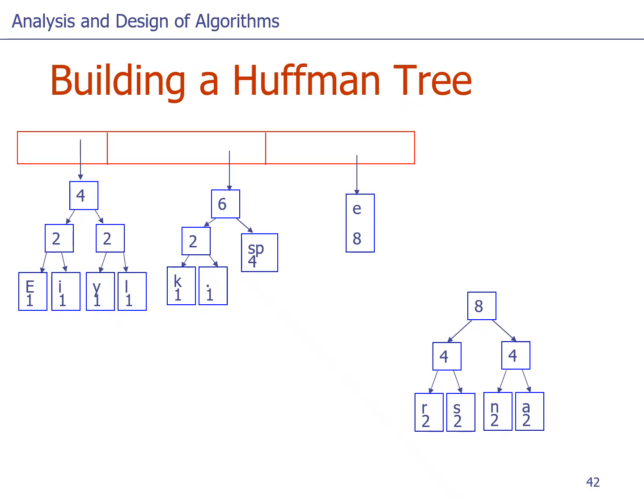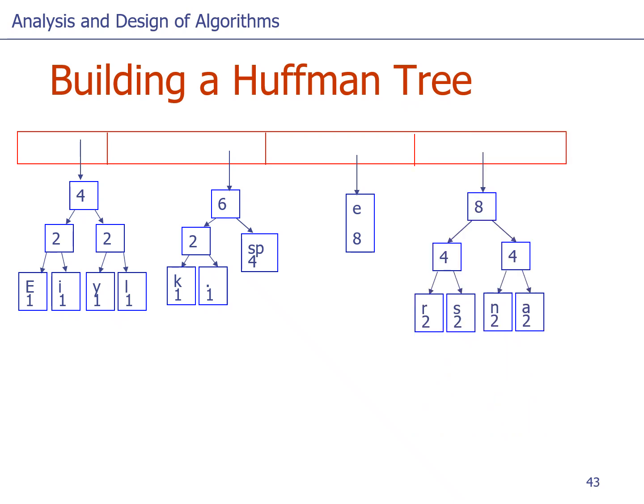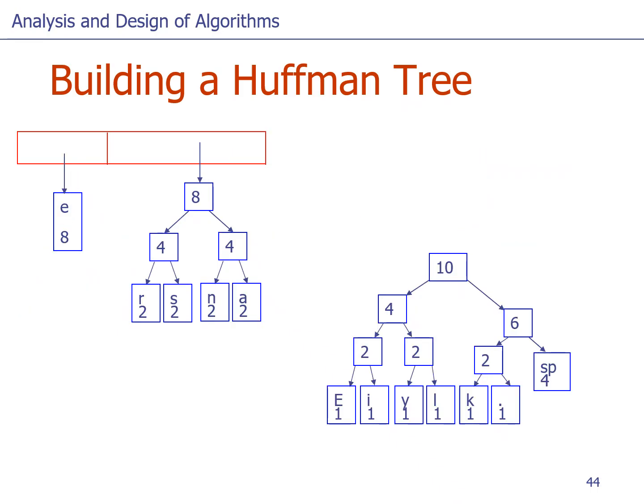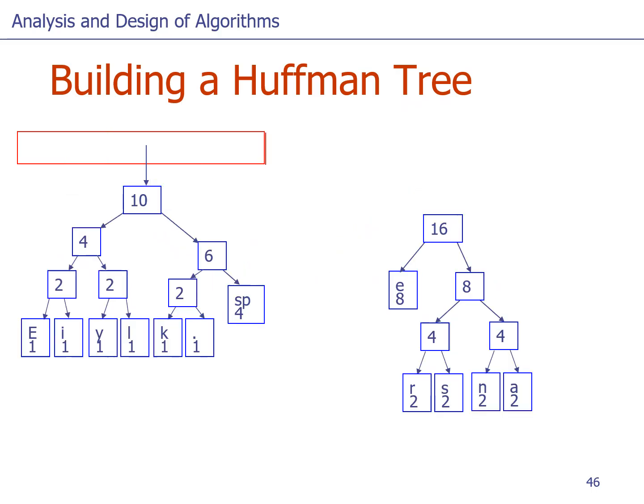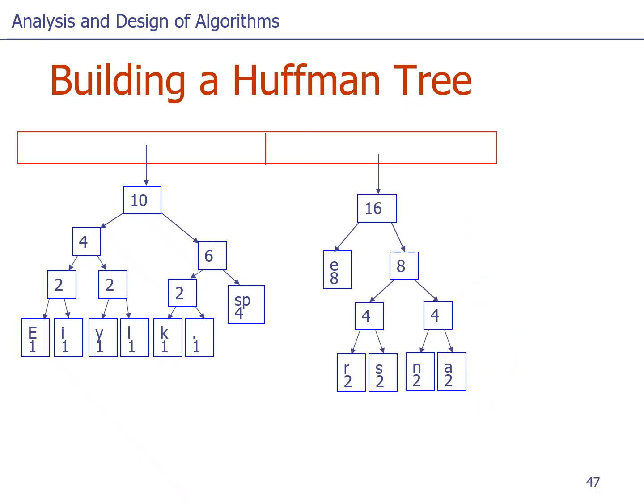I dequeue the two subtrees of 4 and 4 that were holding R, S, N, and A. I add the frequencies and insert them back into the priority queue. This is now my picture, and I will dequeue the 6 and 4 trees. So that will be my picture. I will create a new root with the sum of the frequencies. So the sum of the frequencies 4 and 6 is 10. I'll put it back into the priority queue, and then now I'm going to dequeue E and the tree whose root is 8. 8 and 8 is 16. Put it back into the priority queue.